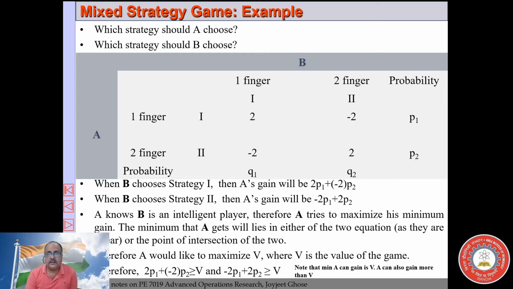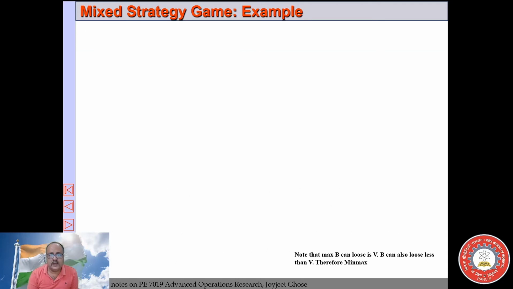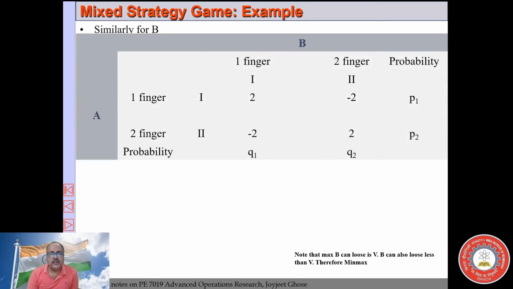The same thing we can do for the probabilities Q1 and Q2 of B playing strategy 1 and strategy 2. So let's do that. Here, if A plays strategy 1, B gains 2Q1 or loses minus 2Q2. And if A plays strategy 2, B gains or loses minus 2Q1 plus 2Q2.